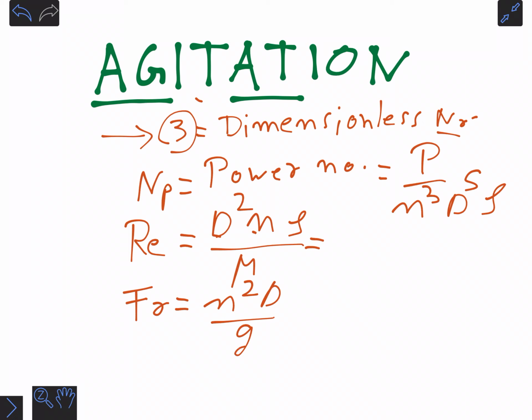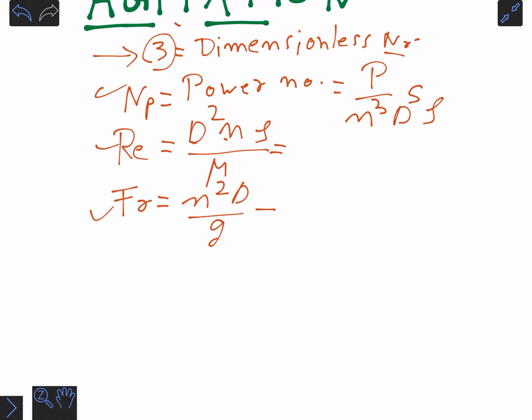The power number is basically the ratio of resistance force to inertial force, and the Reynolds number means inertial force by viscous force. However, the Froude number implies inertial force by gravitational force, and when we equate these forces, we get the Reynolds number, Froude number, and the power number. So now let me come to the next important aspect.